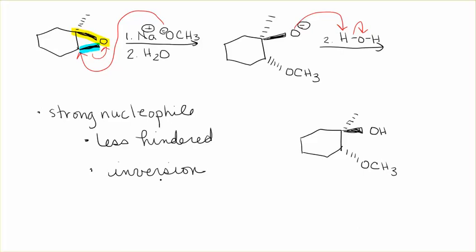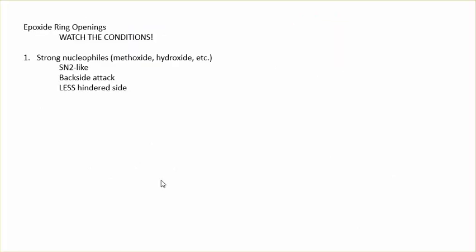Now we're going to get a little more complicated because, oh, that's just a summary slide there. Now we're going to get complicated. What happens if we're not under strong nucleophilic conditions, but rather we're under acidic conditions? Let's take a look. Again, I'm going to make this really straightforward at first, and then we'll get more complicated.